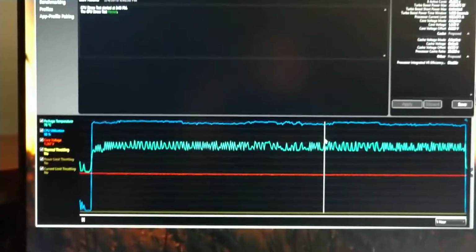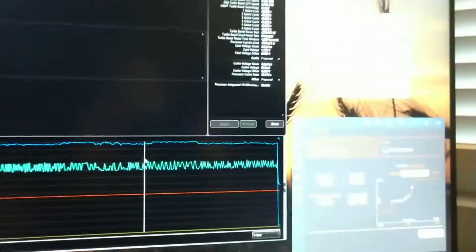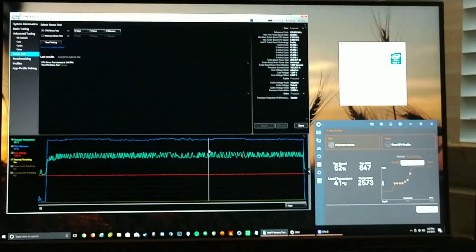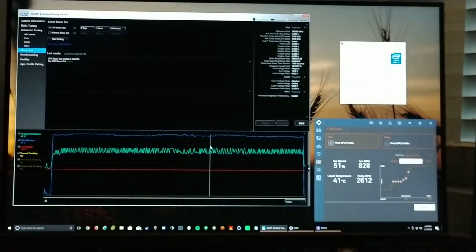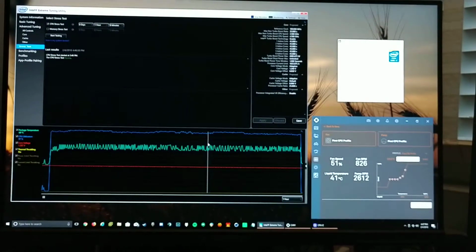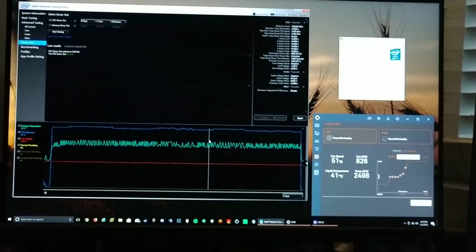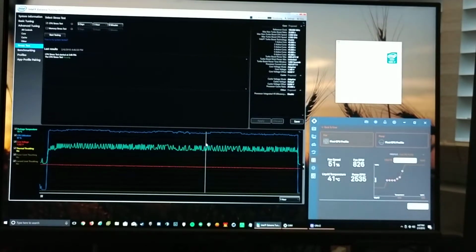I have that set somewhere else. But that's it. Stable. 4.5. Under 1.3 V-core, which is pretty rare. Most people are pushing 1.3, 1.35 for stability, but I haven't had any issues at this point.